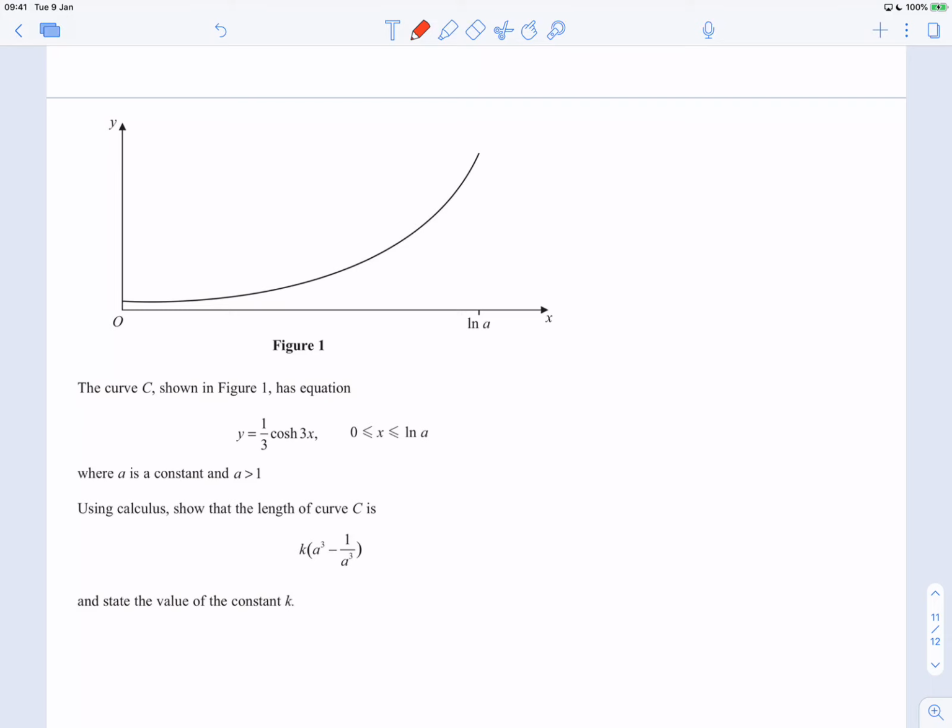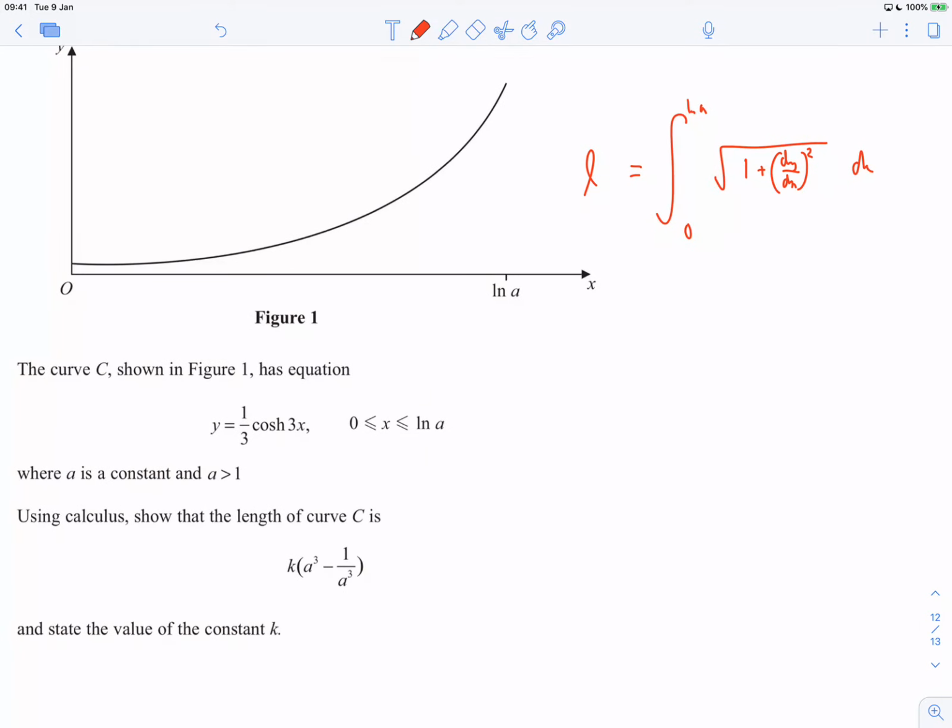The curve C, shown in figure 1, has equation this. Use calculus to show the length of the curve is that. State the value of the constant k. Okay, so hopefully this should be a lot easier. So this is just going to be between 0 and ln A. My length, it's just going to be the integral of the square root of 1 plus dy by dx all squared dx.